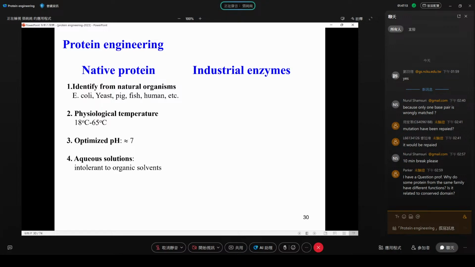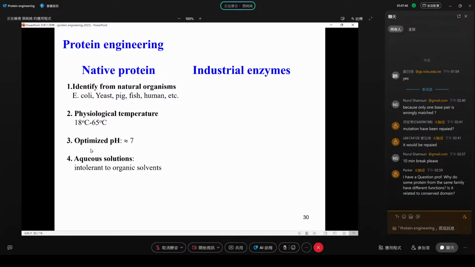We'll talk about native protein and industrial enzyme. As I mentioned earlier, all the native proteins actually came from natural organisms, no matter from E. coli to the human being, from fish or from pig. So they only survive around 18 degrees to 65 degrees. Below or above this temperature, usually the enzyme activity will not be good. Or above this pH or below this pH, the enzymatic activity will be reduced.